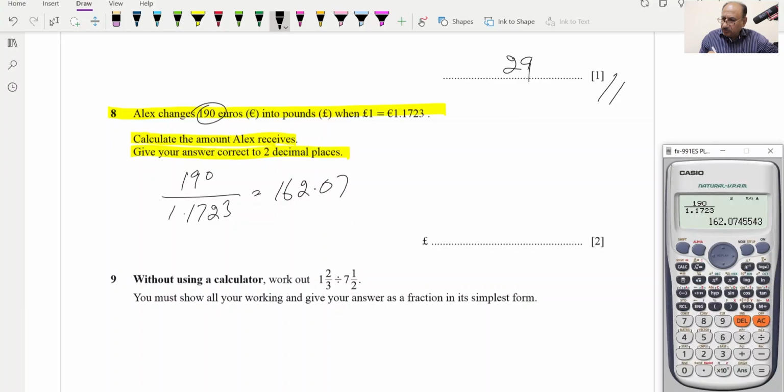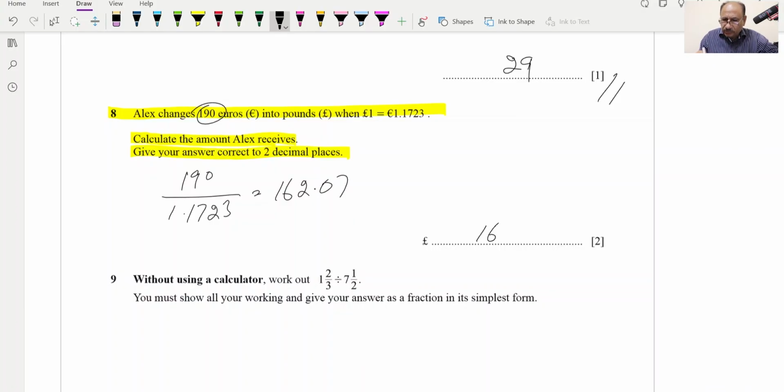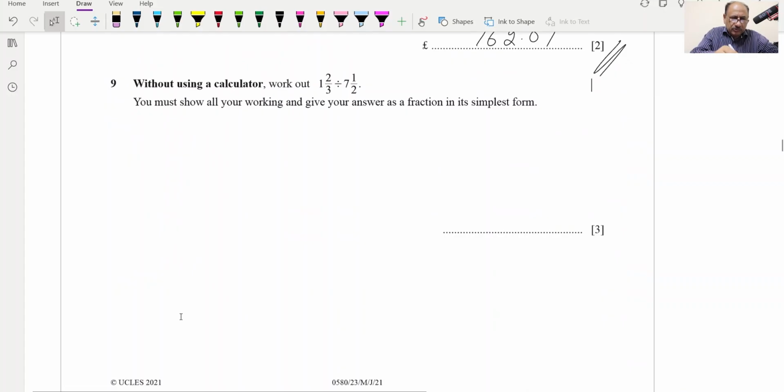162.07, this will be our final answer, so we can write over here this is pounds. 2 mark conversion of currency question, so which is so easy.